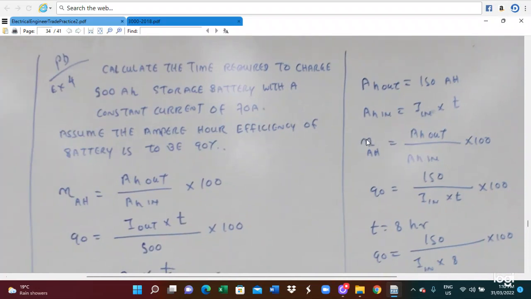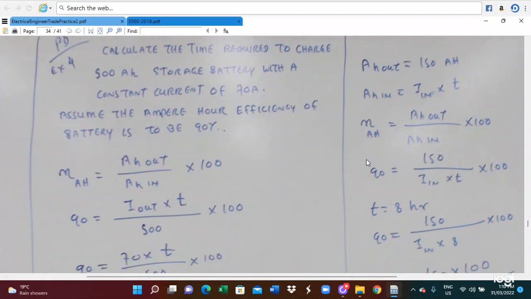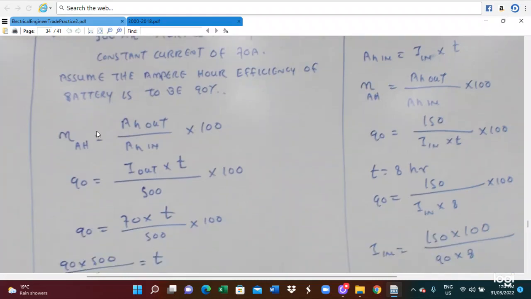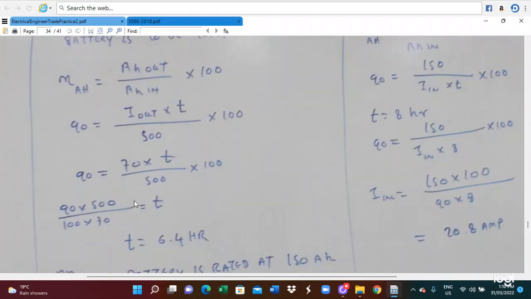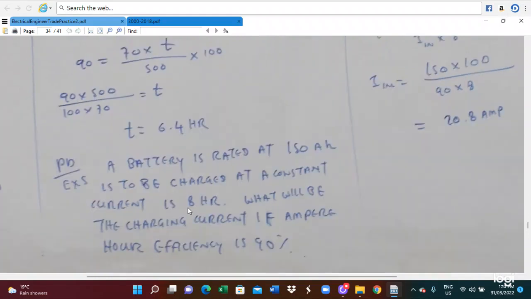In this problem, we need to calculate the time required to charge a 500 ampere hour storage battery with a constant current of 70 ampere. So assume the ampere hour efficiency of the battery is 90%. So the ampere hour efficiency is AH out divided by AH in, multiplied by 100. So 90 equals I out multiplied by time, divided by 500, multiplied by 100. So the I out is 70. From here you solve it, and you get the time as 4 hours.